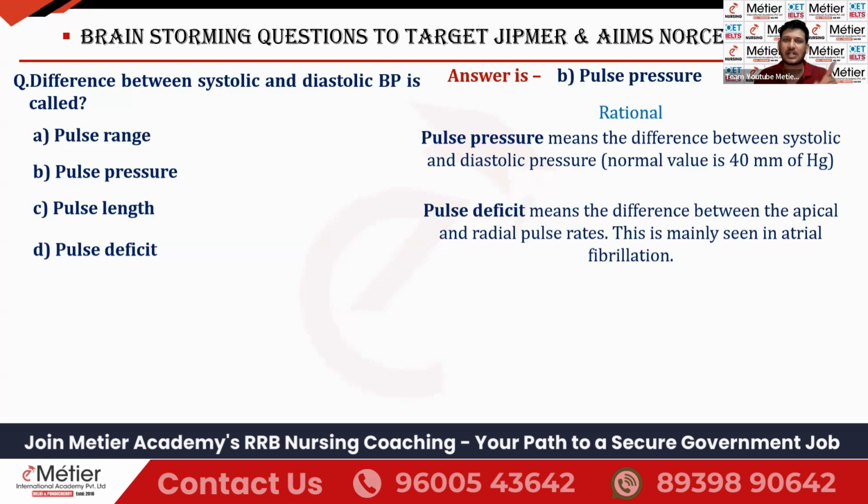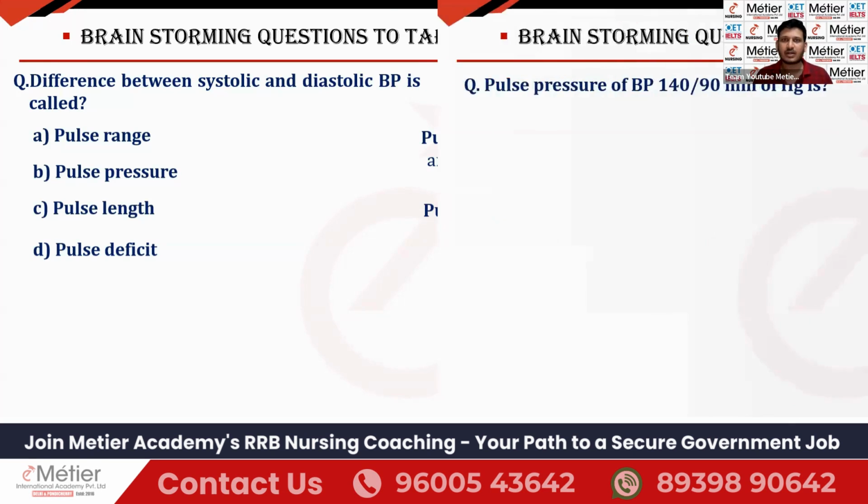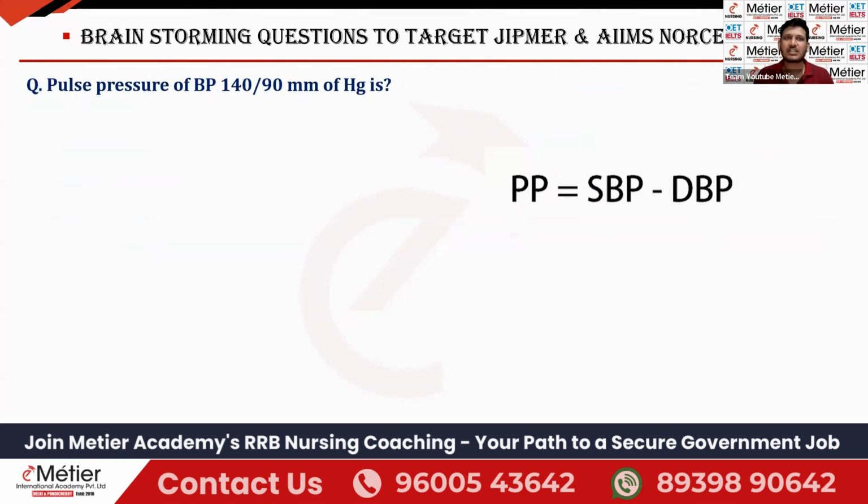Is that clear? So pulse pressure means difference between systolic blood pressure and diastolic blood pressure. That's all. And pulse deficit means the difference between apical pulse and radial pulse. That's it. And it is commonly seen in atrial fibrillation. Okay. So the next question, the pulse pressure, is related to the previous question only. The second and third questions are connected to each other.